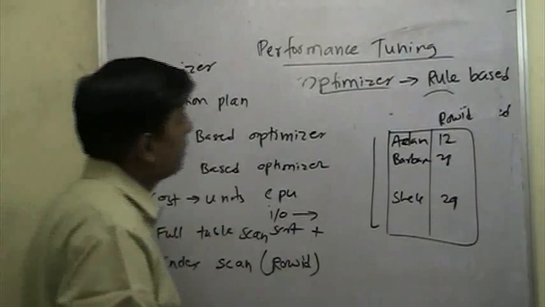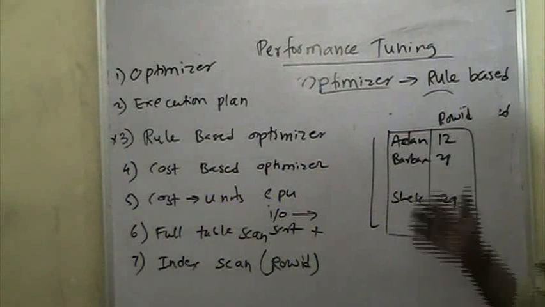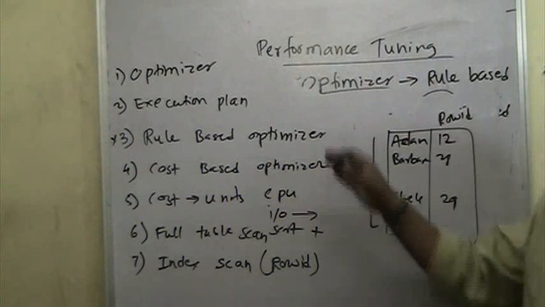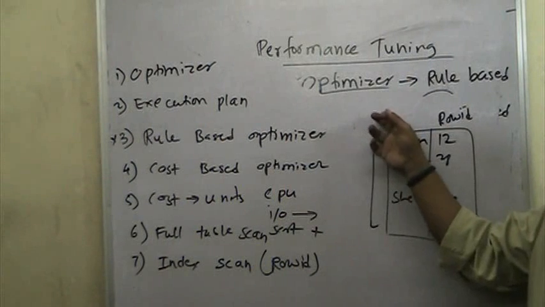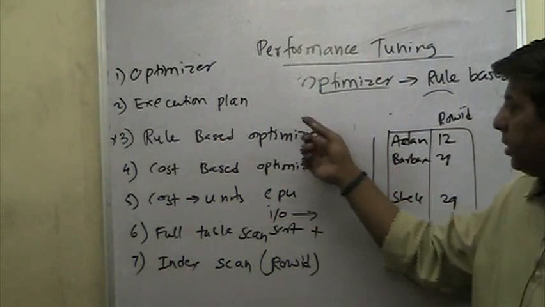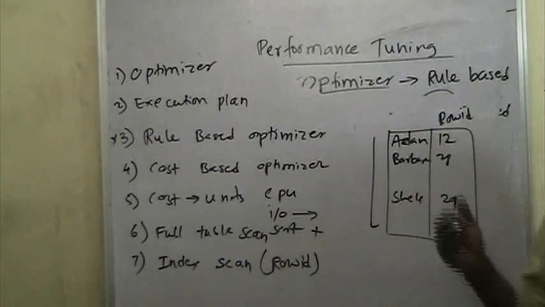So this is our discussion about the optimizer. In the next segment we will jump to the other things, more details about the execution plan, and then we'll go from there. Okay, any questions?